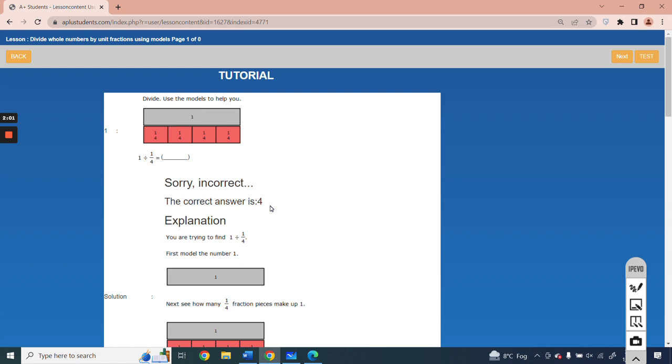Here I'm on grade 6 maths. The chapter is Divide Fractions and the lesson name is divide whole numbers by unit fractions using models. Got it? Let's start with the first example. Basically you have to divide 1 by 1/4.